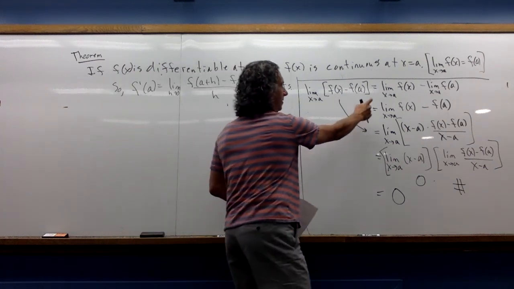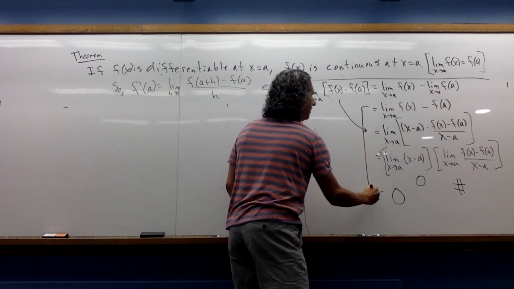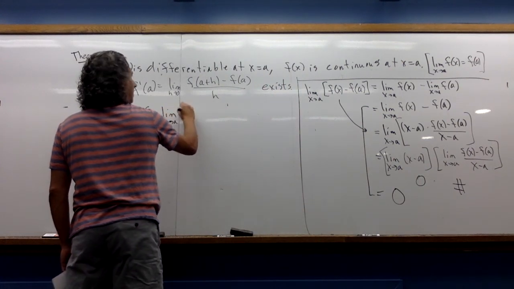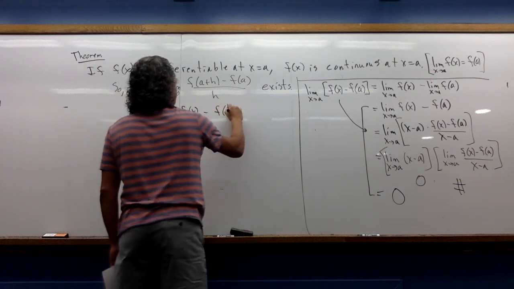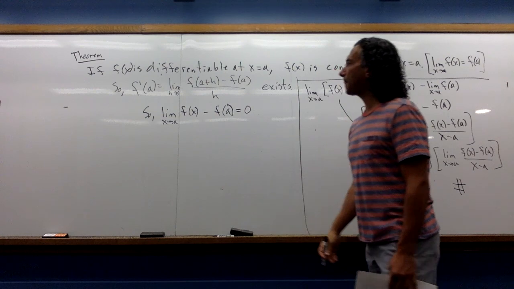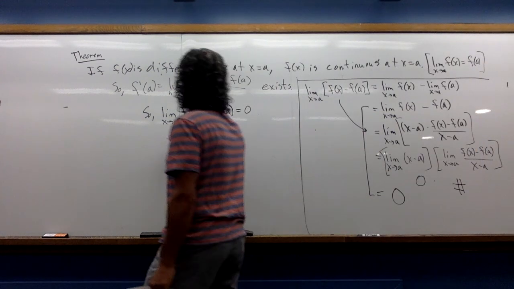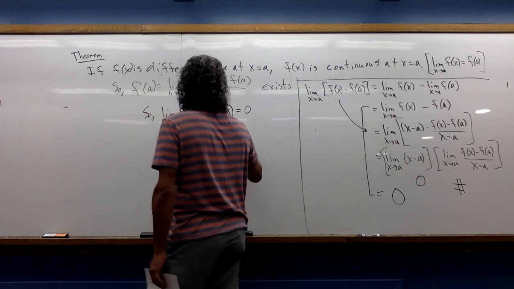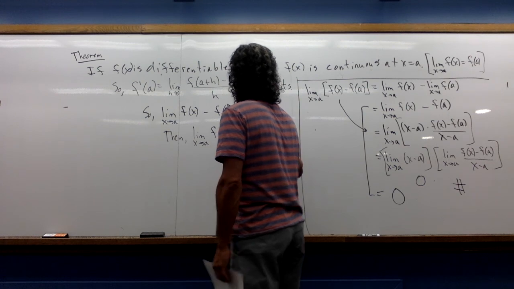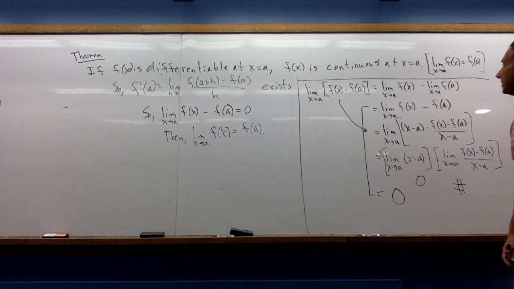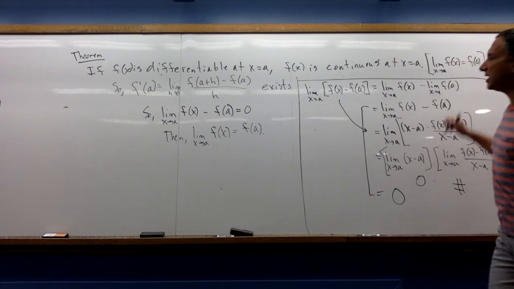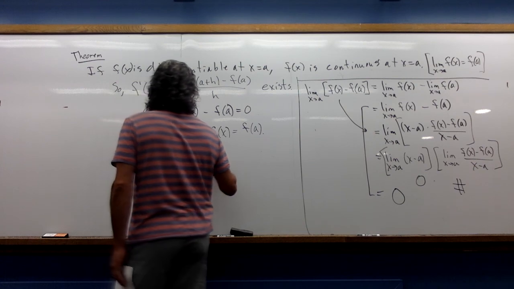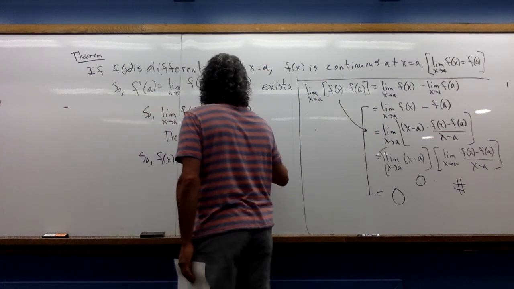Well, let's back up here. Let's tie these two pieces together. So I guess we have that the limit as x approaches a of f of x minus f of a is 0. Then the limit as x approaches a of f of x is f of a, just by adding the f of a to both sides. Are we done? We are done. We have just proven that f of x is continuous at x equals a.